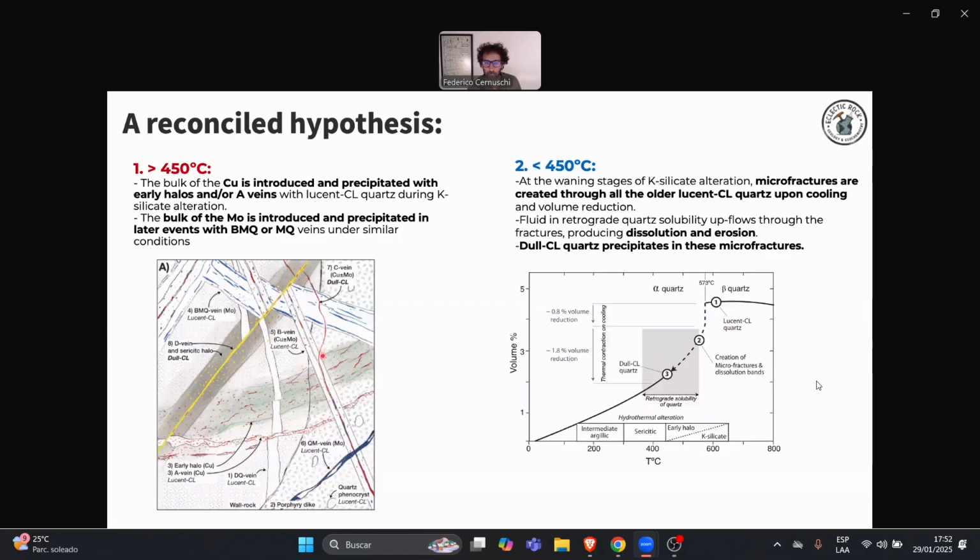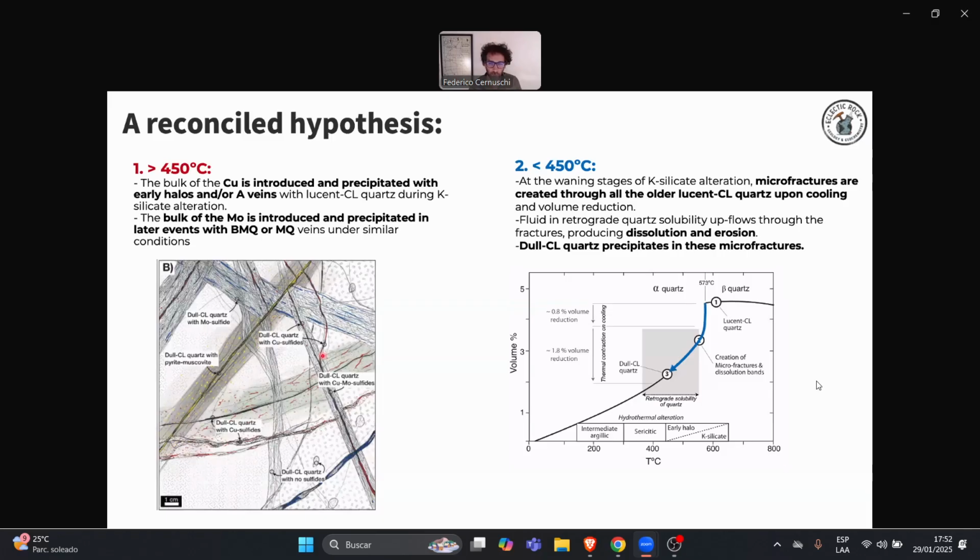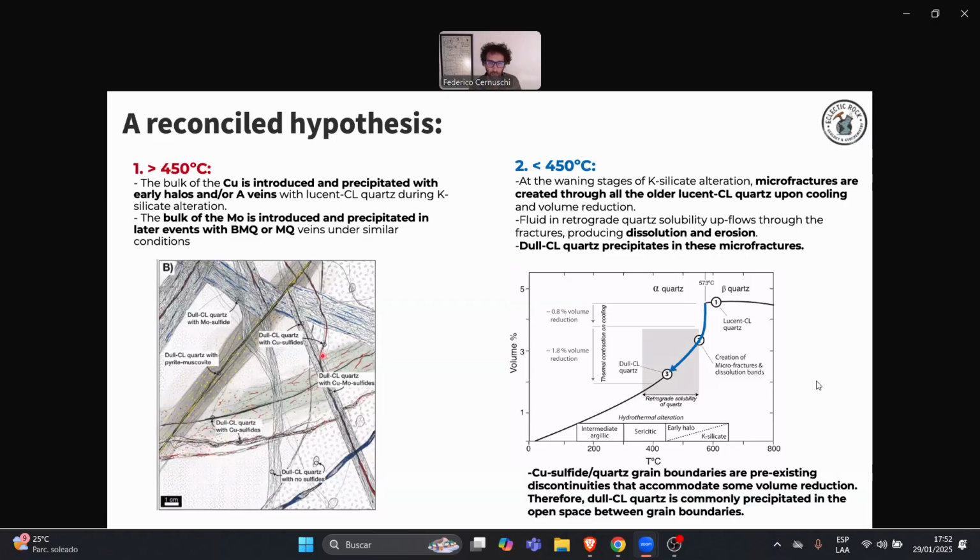And at the later stage, when the system is dying, it's the first time, when you go from potassic alteration to sericitic alteration, that the system is going to sustain a prolonged cooling and it's not going to heat up anymore. And at that point everything cools down, and the high temperature quartz, as it cools down, is going to contract. So there's a volume reduction on all the lucent CL quartz generations. They're going to fracture to accommodate that volume reduction.